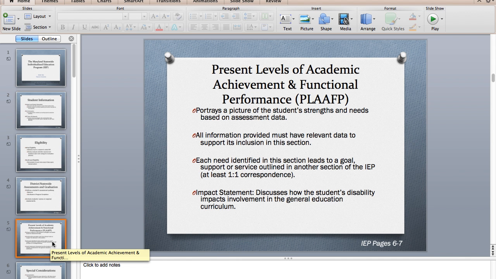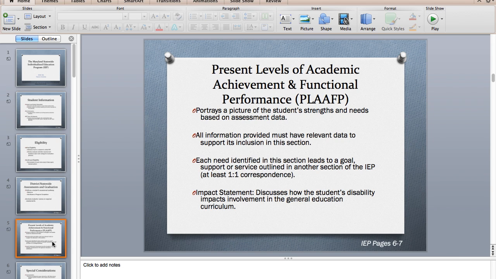So moving now to the present levels of academic achievement and functional performance, sometimes known as the PLAF section of the IEP. I know it's such a terrible acronym and quite a mouthful, but we'll try to refer to it here as the present level section, which is found on pages 6 and 7 of your IEP document.